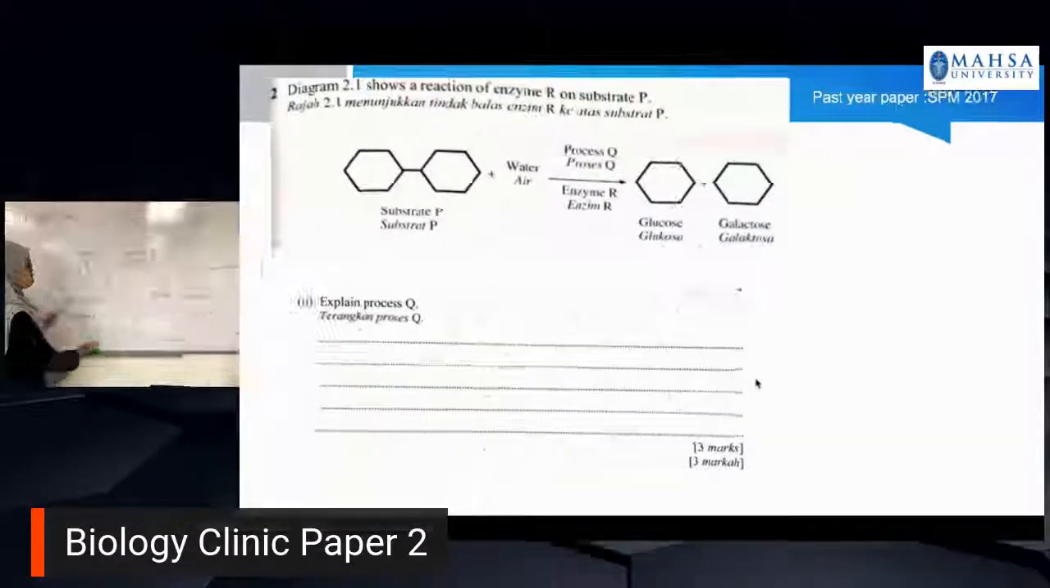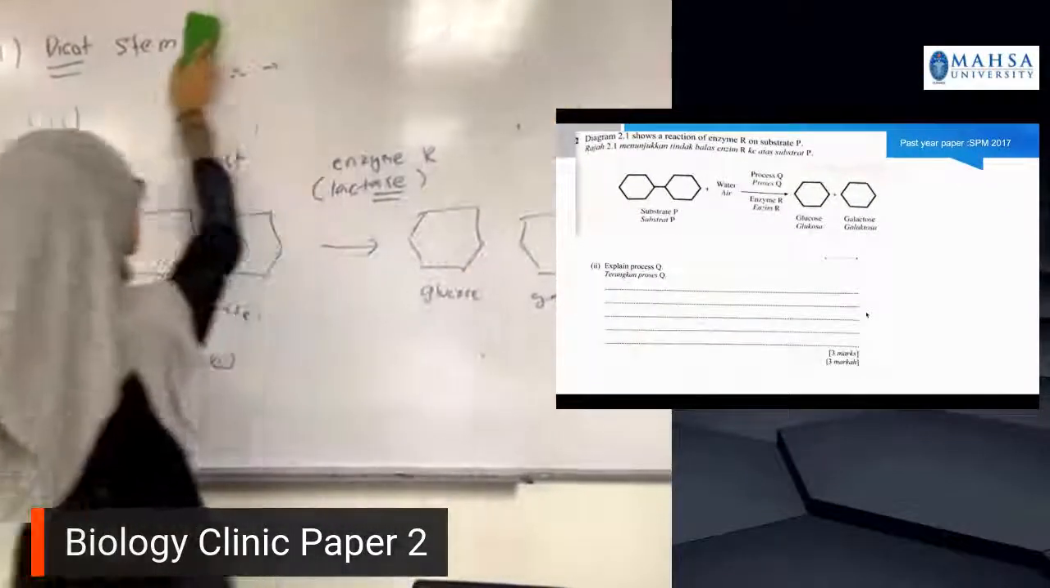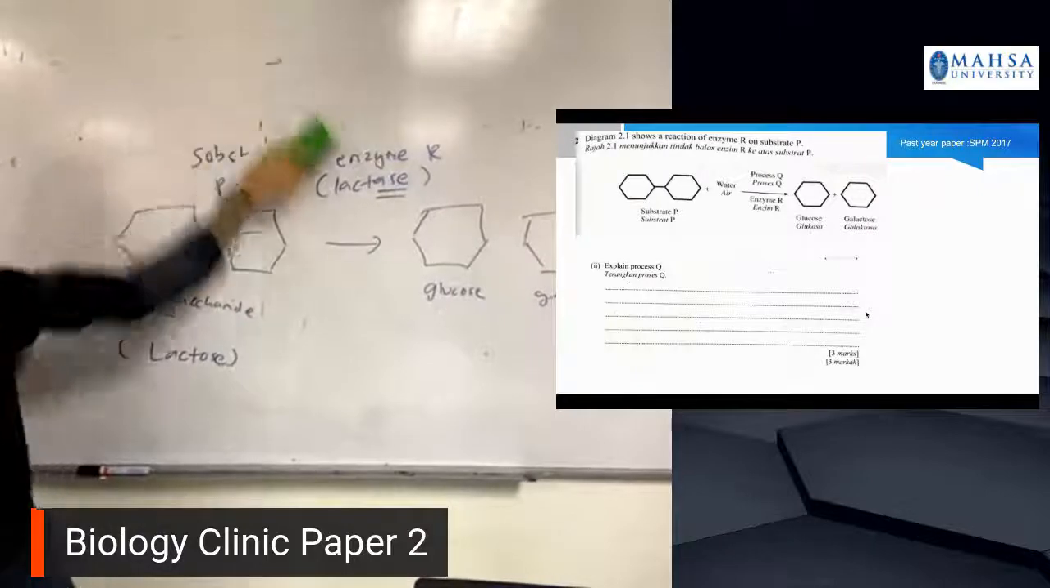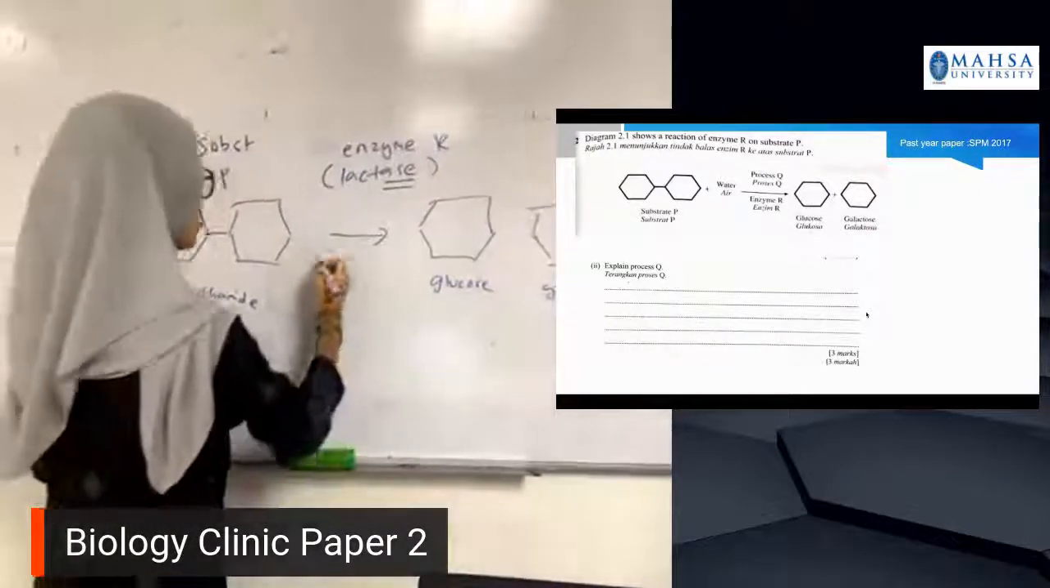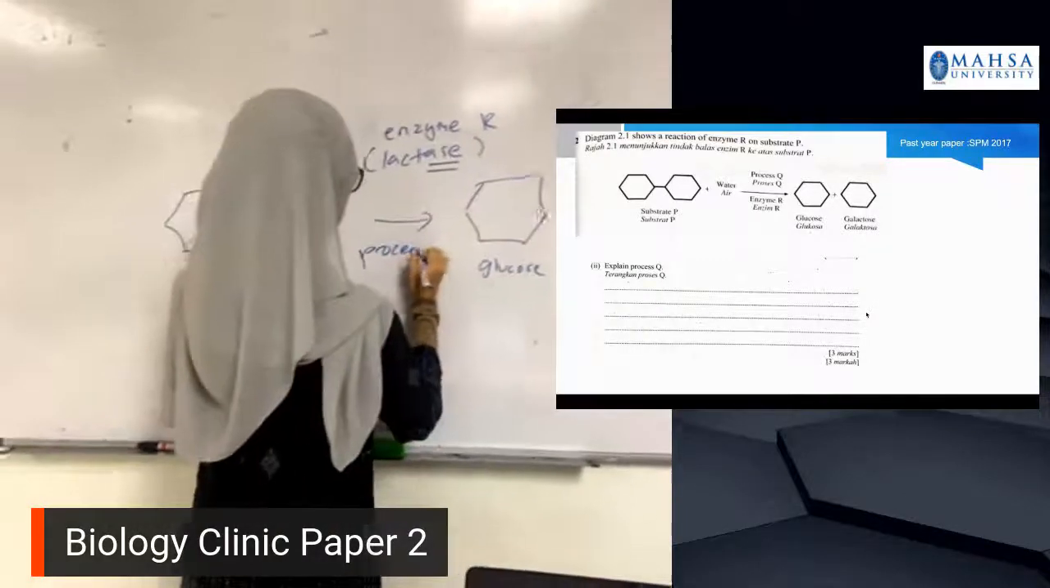Okay, the next question shows a reaction of enzyme R on substrate P. Based on the reaction, explain process Q. So here is process Q.